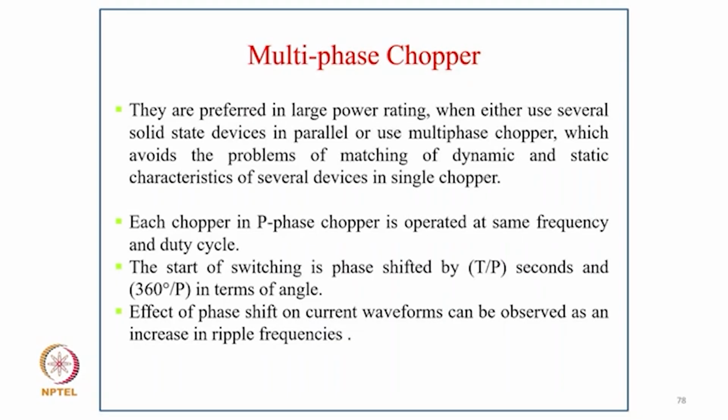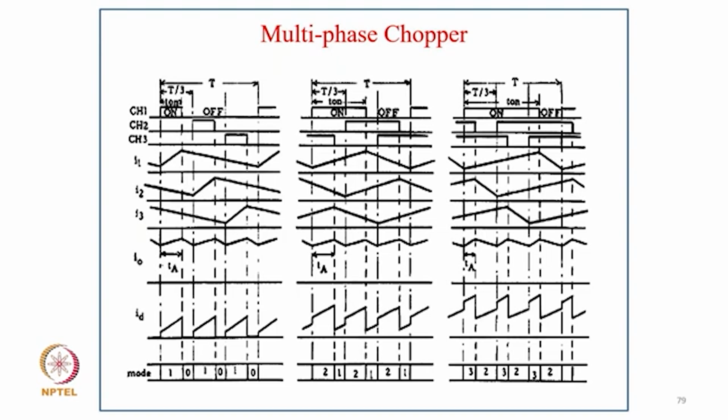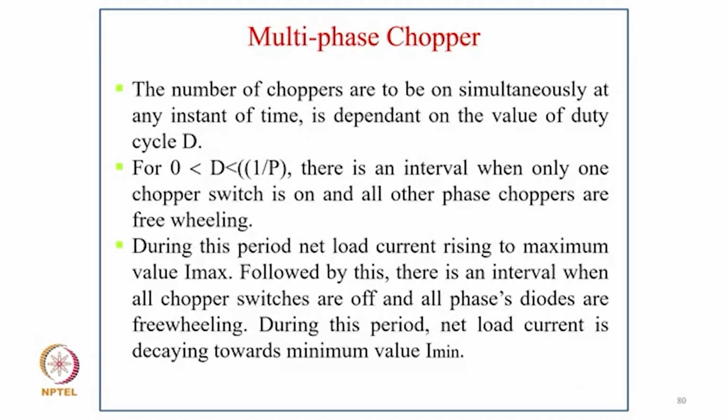So each chopper in a P-phase chopper is operated at the same frequency and duty cycle. You start off switching phase shifted by T upon P seconds, and 360 by P in terms of angle. The effect of phase shift on current waveform can be observed as an increase in the ripple frequency. So you can just see how it's typically phase shifted for all 3 phase choppers. Phase shifting affects the load current ripple as well as the conduction of the diodes of different phases, in different operating modes.